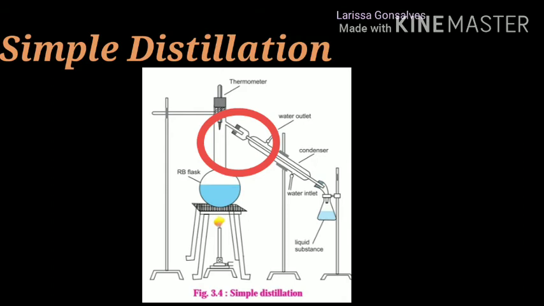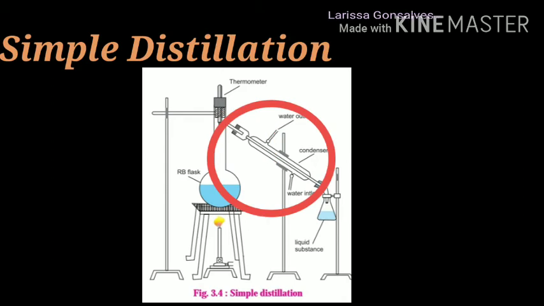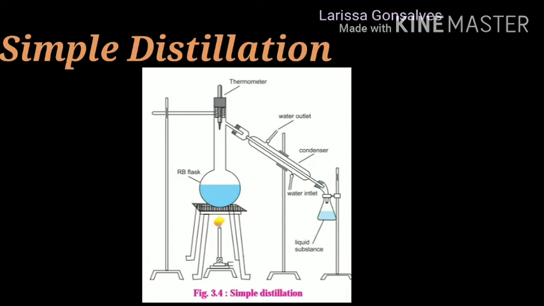If you observe the condenser carefully, you will see that it is made up of a jacket and has two outlets. So the water will be continuously flowing inside the condenser. Through one opening, the water is going to enter into the condenser, and from the other opening, the water is going to go to the sink. The liquid which we want to distill is taken in the round bottom flask.